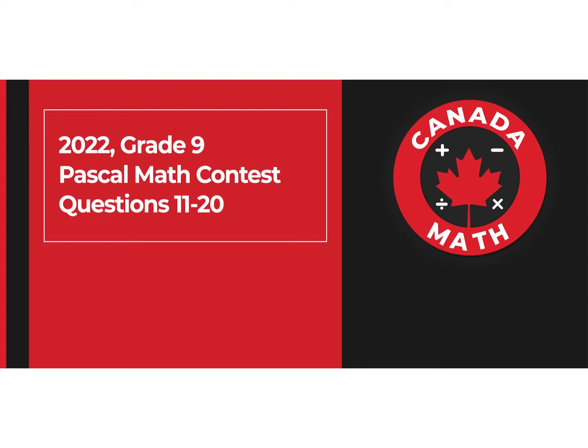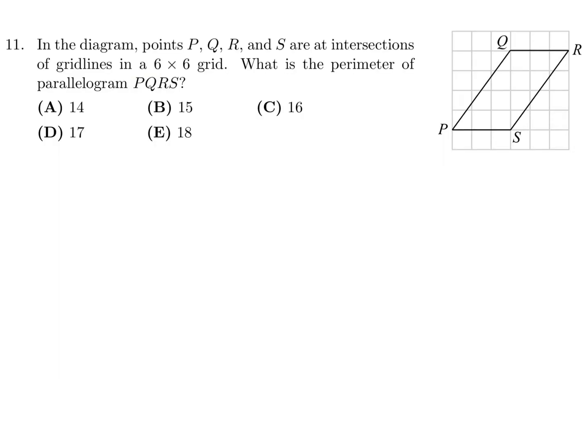2022 Grade 9 Pascal Math Contest, questions 11 through 20. In the diagram, points P, Q, R, S are at intersections of grid lines in a 6x6 grid. What is the perimeter of the parallelogram PQRS?